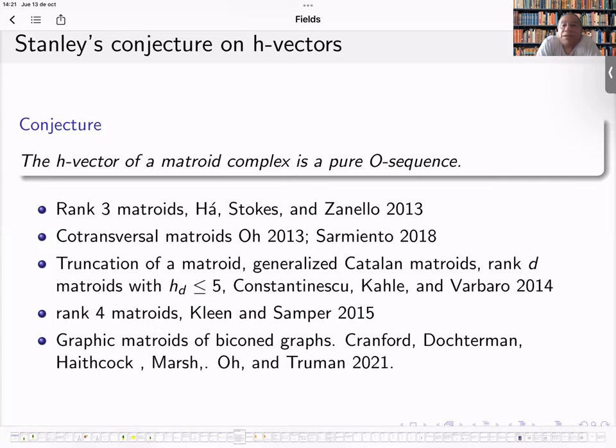In 2014, Constantinescu, Kahle, and Barbaro proved it for the truncation of a matroid, for generalized Catalan matroids, and for rank d matroids where h_d, the last entry of the h-vector, is at most five. The rank four case was proved in 2015 by Klein and Samper. And well, then there's quite a lot more results on smaller classes. But for example, when I was preparing the lecture, I noticed this result. It was also proved in 2021 by Crawford, Deutschmann, Haycock, Marsh, Hu, and Truman, the case of graphic matroids for bicone graphs, so graphs with two apices.